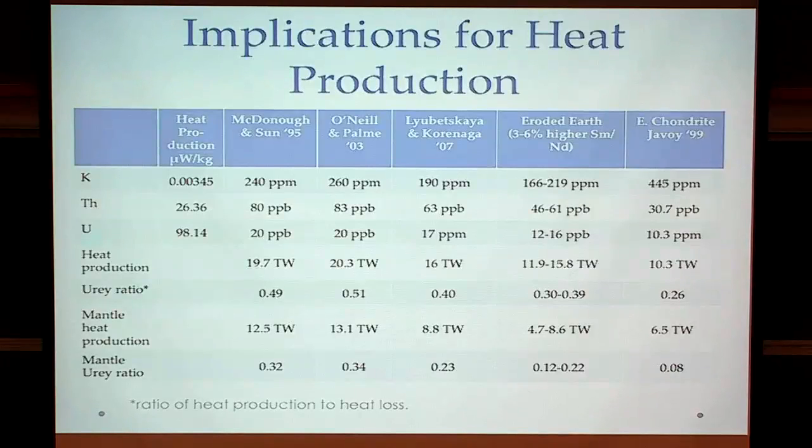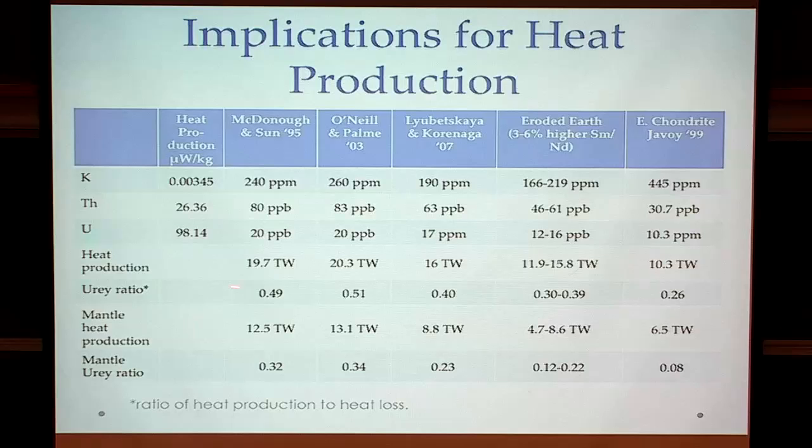Implications for heat production. These models typically give us about 20 terawatts. Lyubetskaya and Korenaga are a little bit lower. The eroded Earth models, the collisional erosion models, give anywhere from 12 to 16. And Javoy's chondritic Earth, or enstatite chondritic Earth, is as low as 10.